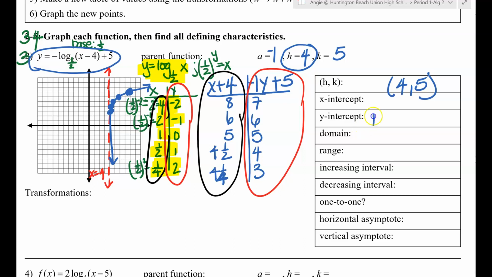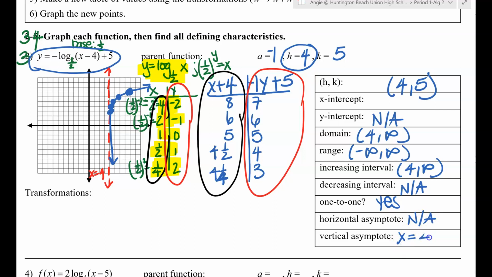Y-intercept, we will not be touching the y-axis, so that's none. Your domain is going to be from 4 all the way to infinity. Your range is going to be all reals, aka from -infinity to +infinity. It is definitely increasing, 4 to infinity. That means it's decreasing, does not exist. It is 1 to 1. We don't have a horizontal asymptote; horizontal asymptote go with the exponential in 5.4. We have a vertical asymptote at x equals 4.